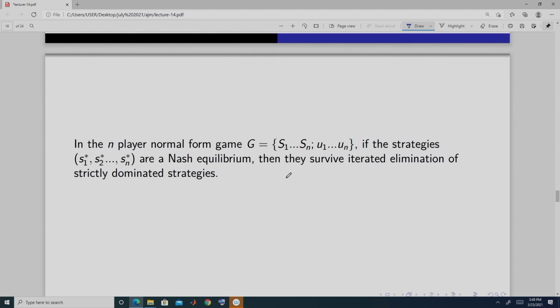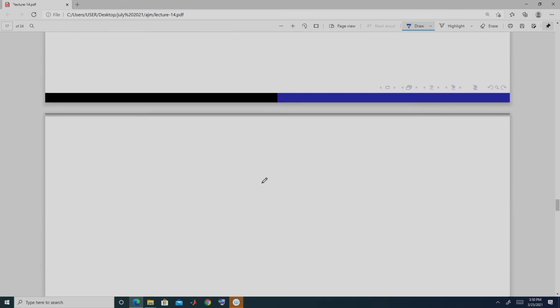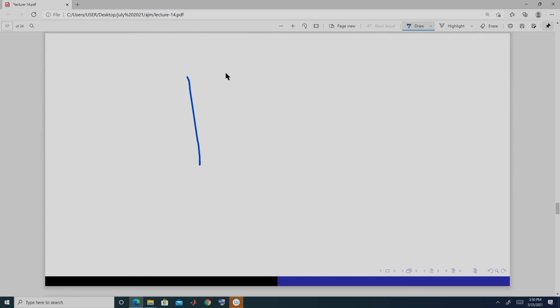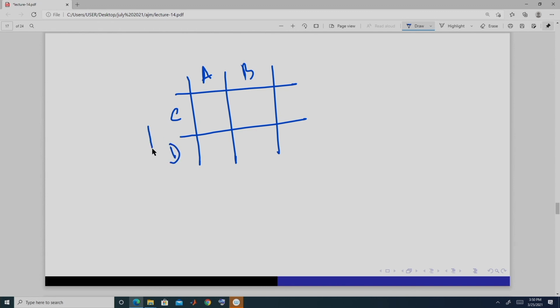Now, we can have the converse of this also. So, if we have an n-player game and there is a Nash equilibrium of the game, then this will always survive the iterated elimination of strictly dominated strategies. So, one example, simply take this example, suppose A, B, C, D, this is for player 1, this is for player 2, take like this. Now, suppose this is a Nash equilibrium.